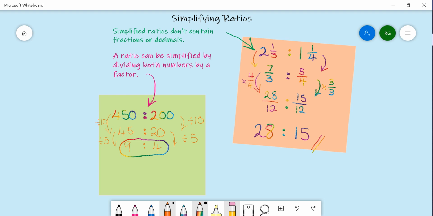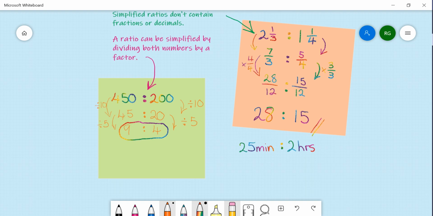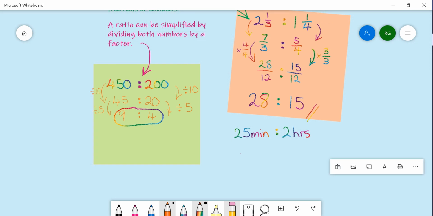If, and I'll give you one more example, if you were going to compare time, so let's say we had 25 minutes in a ratio to 2 hours, what is important is that we convert both sides of the ratio into the same unit. So whether 25 minutes becomes a part of hours, or whether we, in this case, would be easier to convert both sides to minutes. It's 25 minutes to 120 minutes.